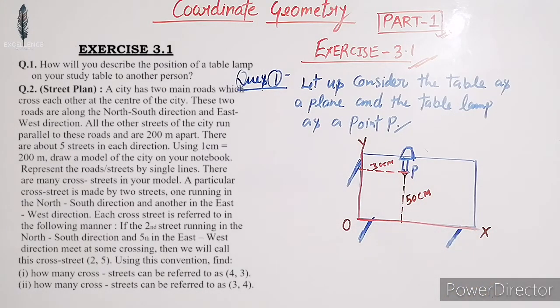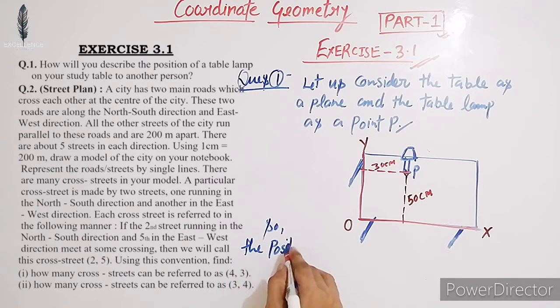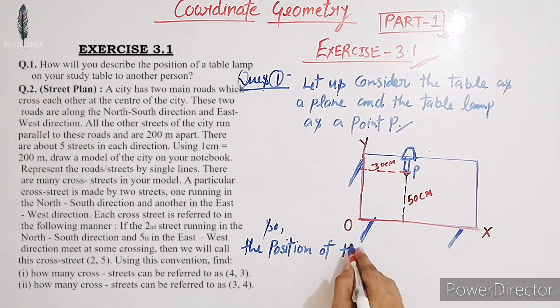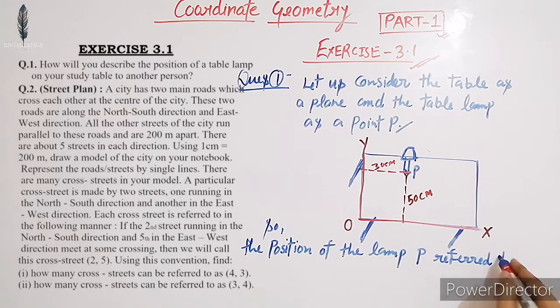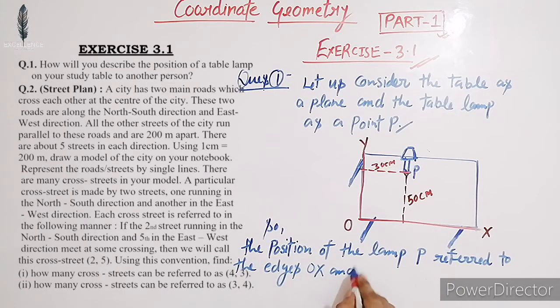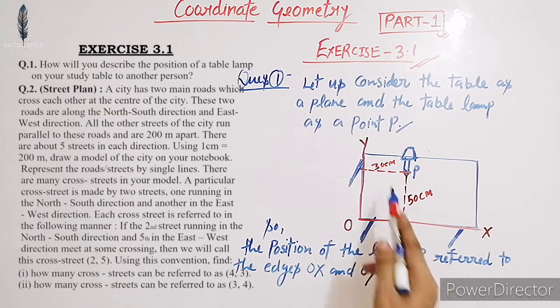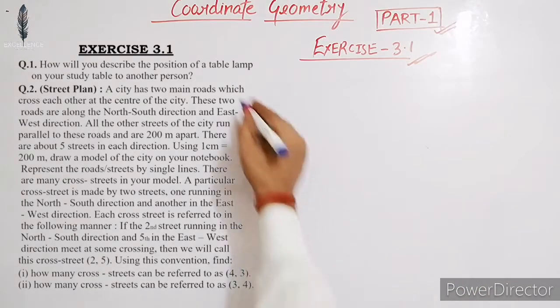Okay, so the position of the table lamp, that is P which we have considered, referred to the edges OX and OY is (30, 50). Okay, clear? Let's see question number 2.